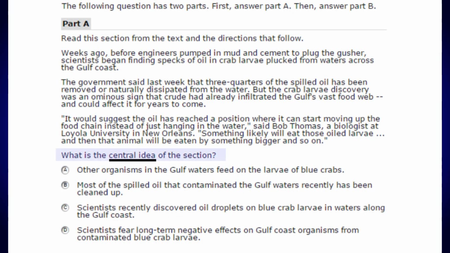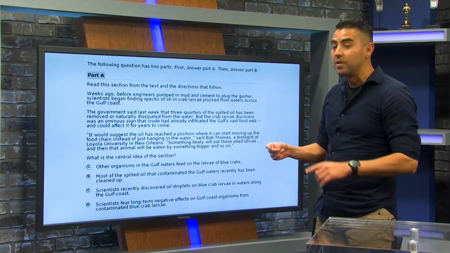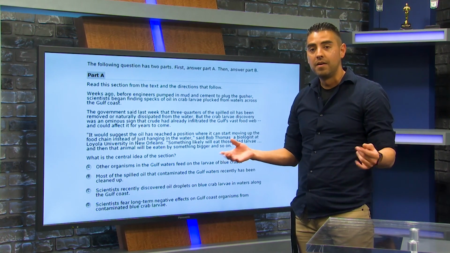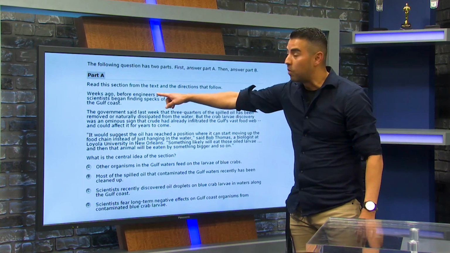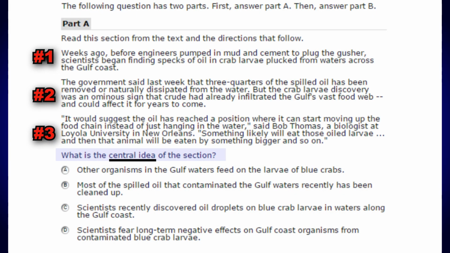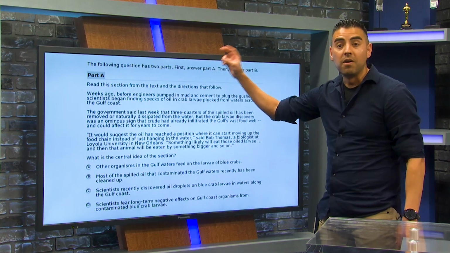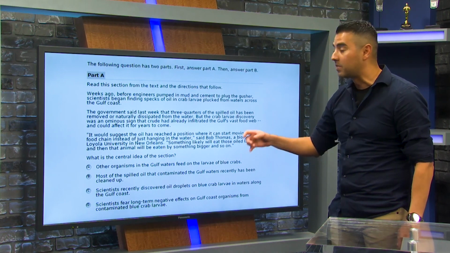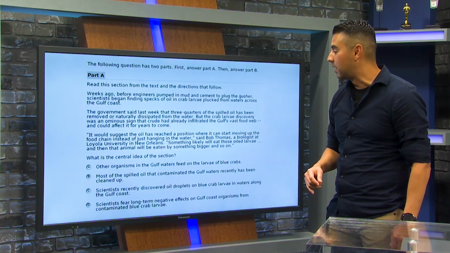What is the central idea of this section? Perfect. So first we need to define central idea. That is an overall summary. And then section, that includes paragraph 1, paragraph 2, and paragraph 3. Now, based on that, an overall summary of all three sections, we need to decide what is the best answer. What is the central idea of this section, right?